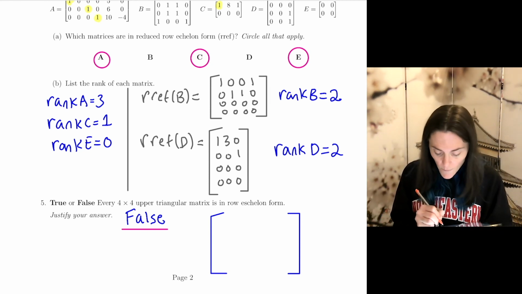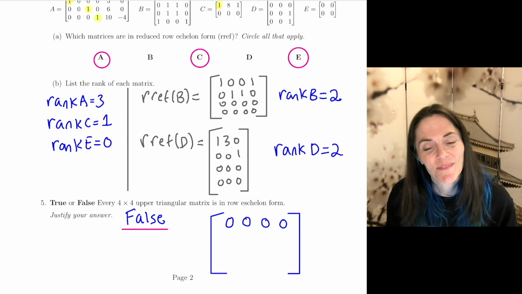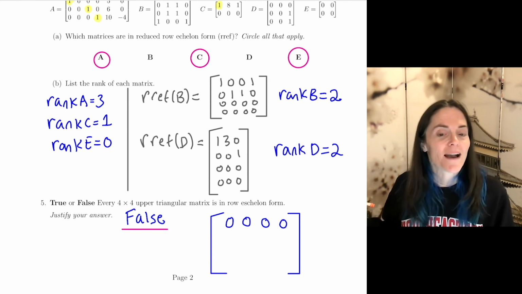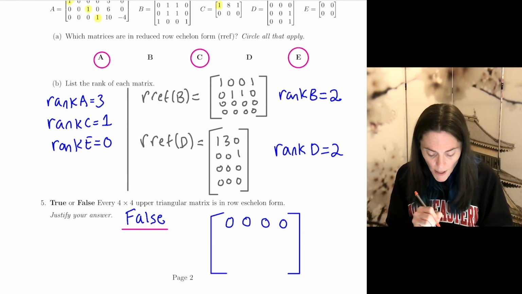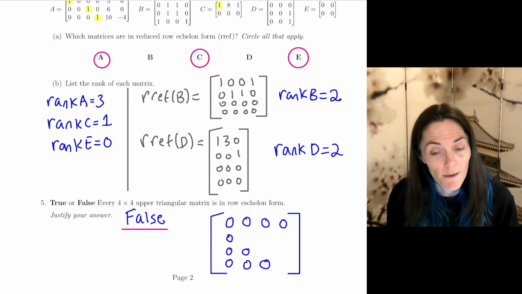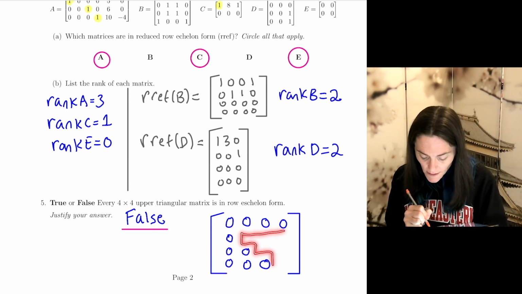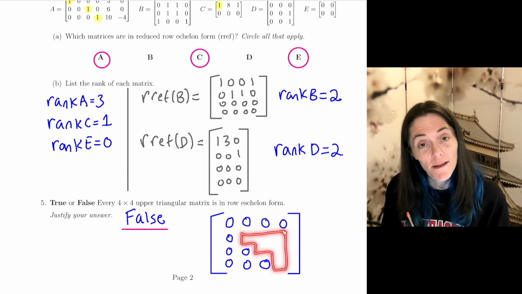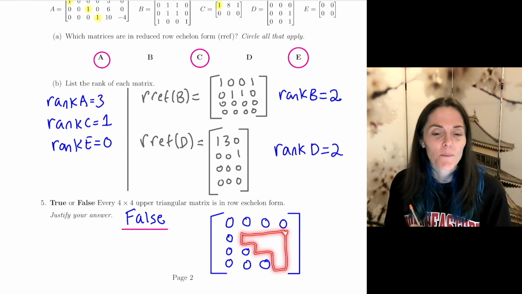So here's what I'll start with to guarantee I am not in row echelon form. I will just put a row of zeros at the top. And now, no matter what I do after this, the matrix will not be in row echelon form. But I also need this upper triangular. And so let's fill in where I must have zeros. I must have zeros here. Note that no matter what I fill in here, provided I fill in at least one non-zero entry, my matrix will be 4 by 4. My matrix will be upper triangular, but it will not be in row echelon form.